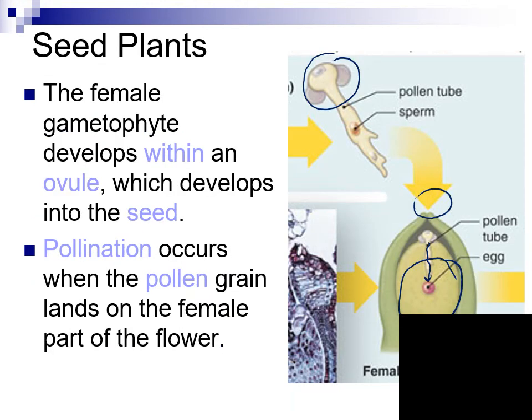The female gametophyte is going to be within the ovule. We haven't really looked at pictures of this yet, but down here at the bottom, this is the ovule within the flower of a seed plant, and within that is the egg. When the pollen grain flies to the female part of the plant and lands on it, it's going to produce a pollen tube. The sperm are going to swim out, and then they're going to be able to fertilize the egg.